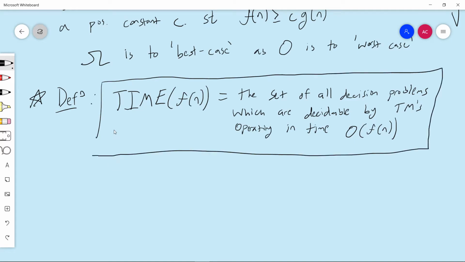So finally, we're starting to come up with categories of difficulty. Time f of n is the set of all the decision problems that are decidable by Turing machines operating in time O of f of n. So operating in times that are comparable to f of n. That's our time classes. Now I would like to immediately jump over to space, but to excite people, I should probably define a couple of important time classes.